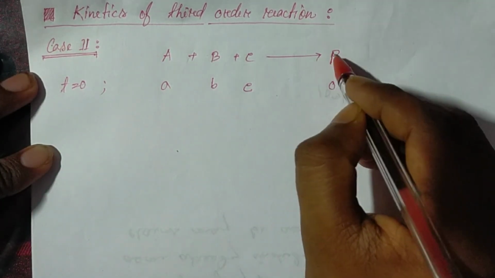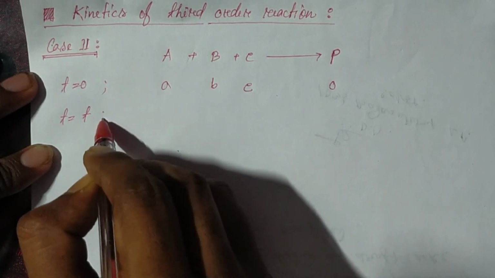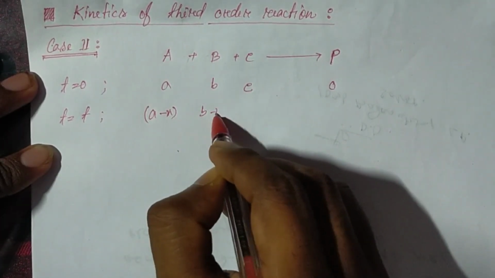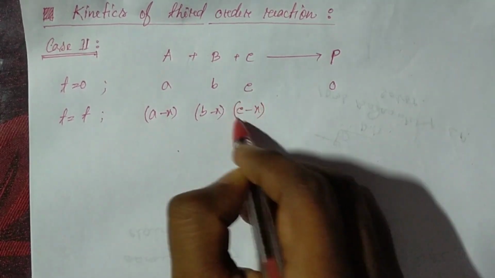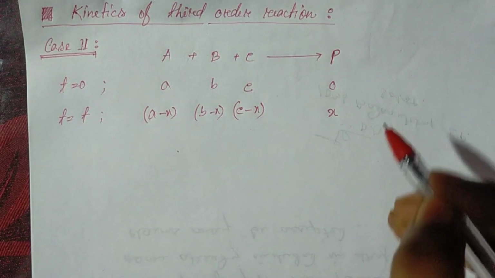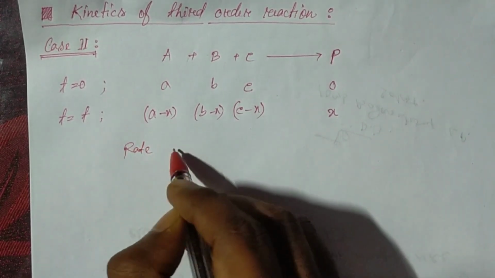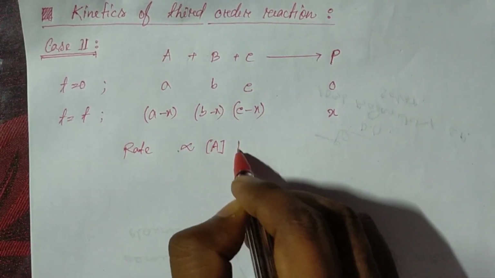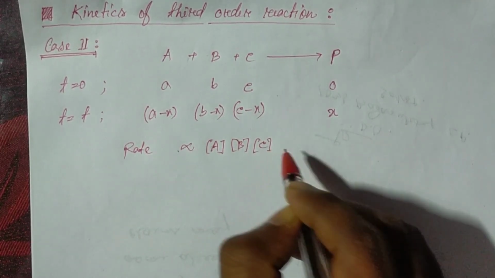Okay, this is P. So when time is t, at that moment the concentrations are A minus x, B minus x, C minus x. So the rate will be proportional to the concentration of A, the concentration of B, and the concentration of C.